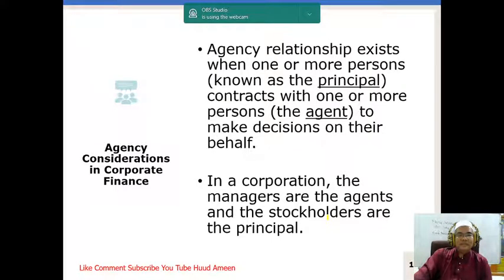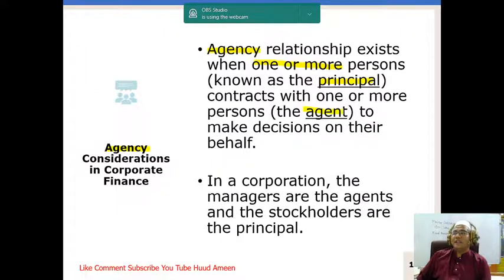And next is agency consideration in corporate finance. This is what we call agency. An agency relationship exists when one or more persons, known as the principal, contract with one or more persons, the agent.